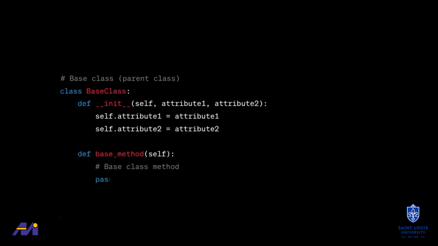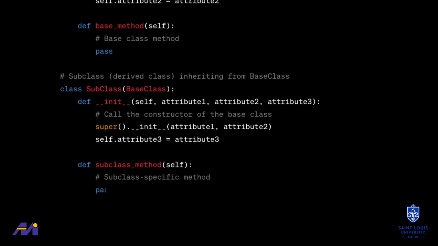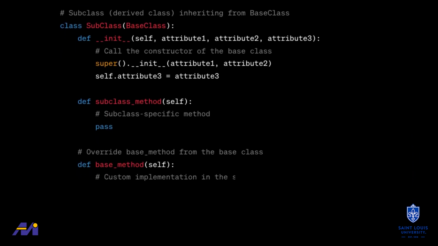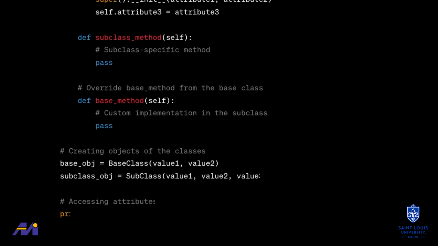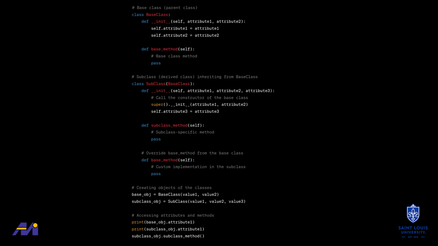Inheritance is a fundamental concept in object-oriented programming that allows classes to inherit attributes and methods from other classes. It enables code reuse, promotes modularity, and facilitates the creation of hierarchies and relationships between classes. In Python, you can create a new class by deriving it from an existing class. The existing class is called the parent or base class, and the new class is called the child or derived class.